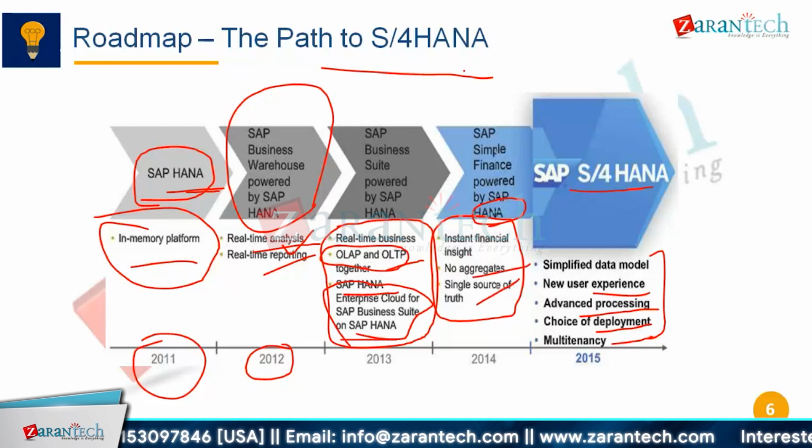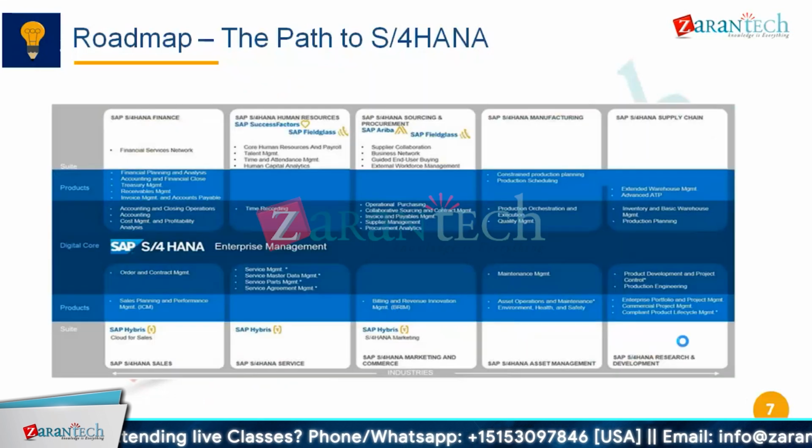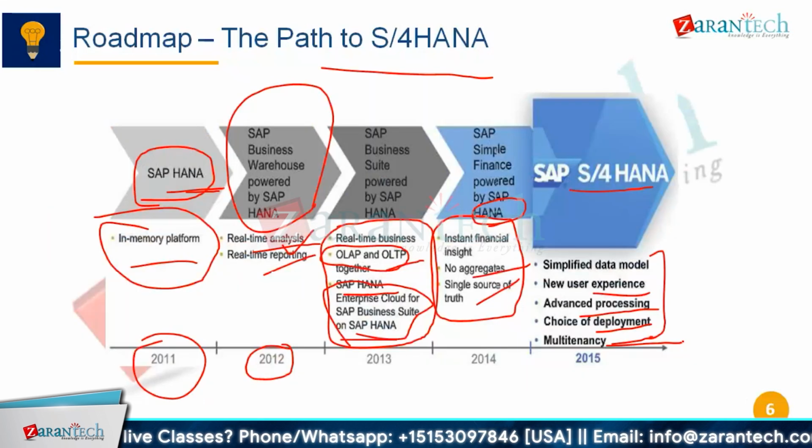Okay, so these are the features of S/4HANA. Simplified data model, new user experience, advanced processing, choice of deployment, multi-tenancy. Okay, so choice of deployment we will understand later, like on-premise and on cloud. These are the deployment options that are there. Multi-tenancy I will also explain later. How many of you understand this choice of deployment part, the features of choice of deployment? Anyone who has worked on S/4HANA?